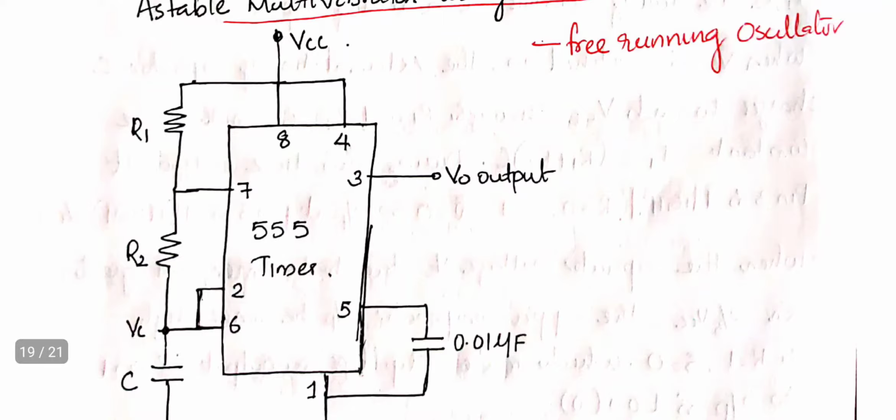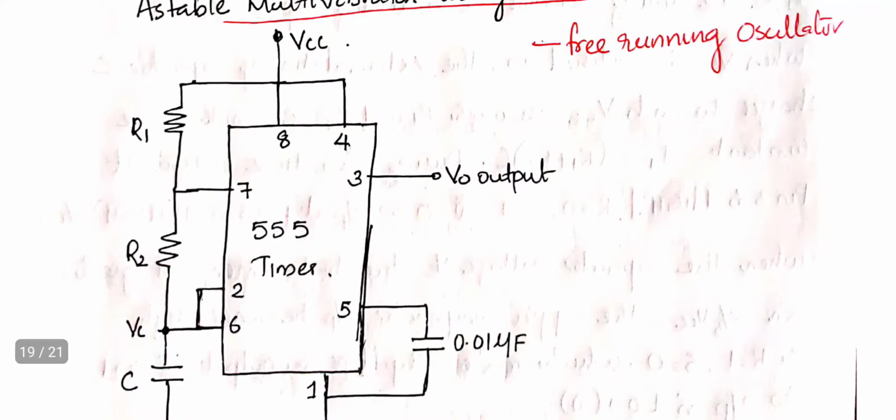Astable means there is no stable state. The output won't stay in a particular stable state, it won't be always high or always low. Like that, a stable state won't be there. As it is astable, it will go to the high state, then it will go to the low state. That is known as an astable multivibrator.